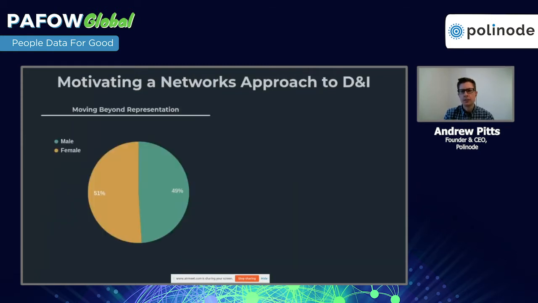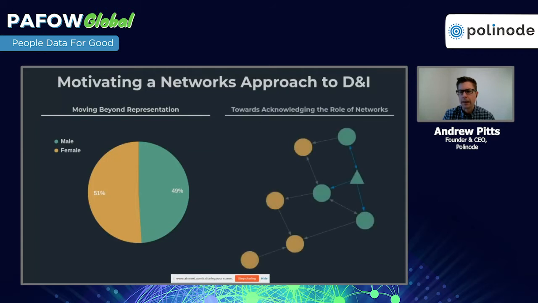So bringing this to diversity and inclusion, why are we talking about diversity and inclusion in the context of ONA? Well, for me, it's really about moving beyond questions around representation, so are we 50% male, 50% female, for example, and thinking about questions of inclusion, really, and acknowledging the role that networks play in that.